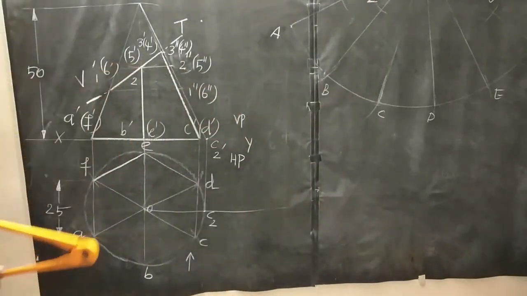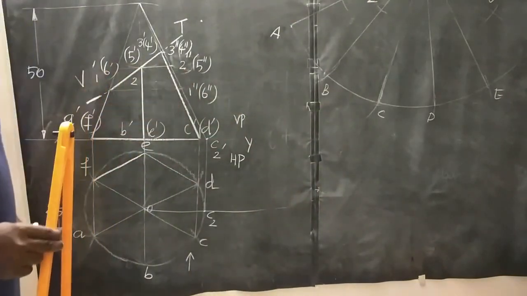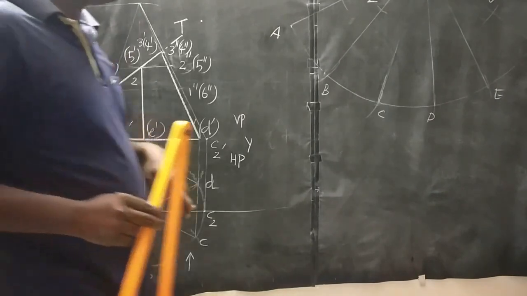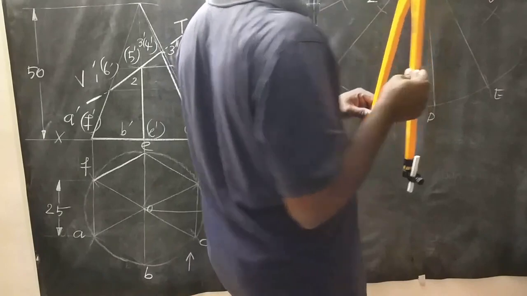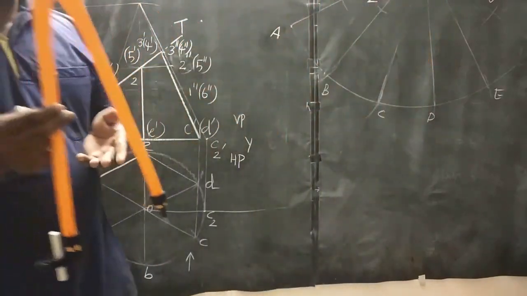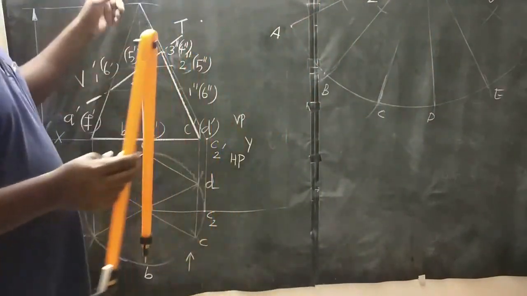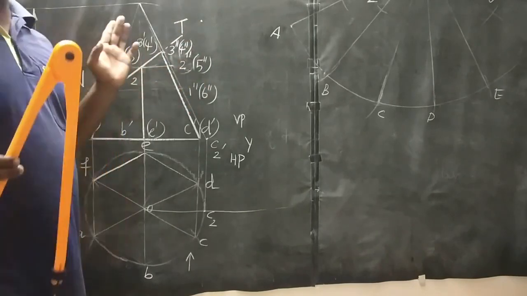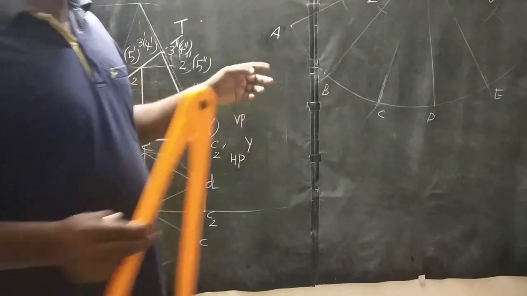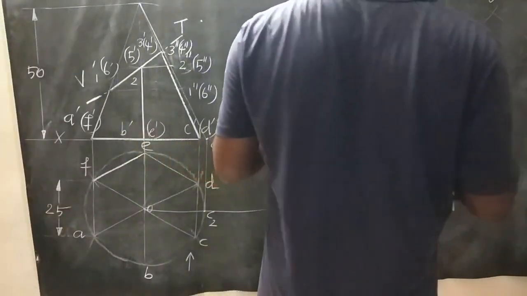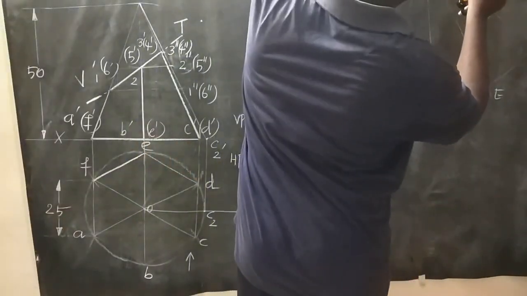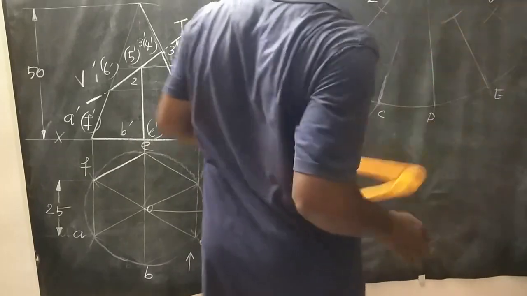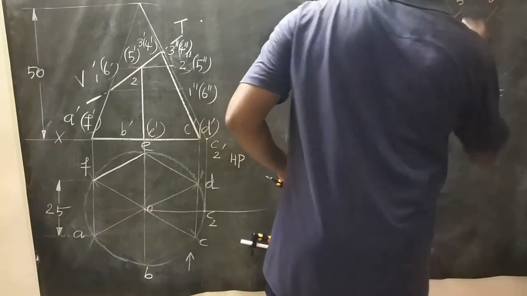Then, point number 5 is located on which slant edge? Point number 5 is located on OE. Okay, OE slant edge. So don't change this distance. The reason is that the O dash to 2 double dash length is equal to the O dash to 5 double dash. With O as center, make one arc on the OE slant edge. That point is called point number 5.